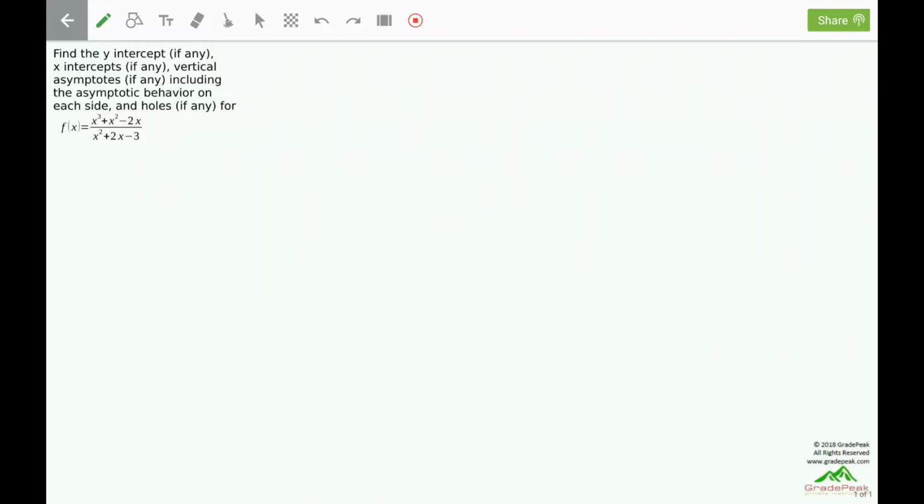Find the y-intercept, if any, x-intercepts, if any, vertical asymptotes, if any, including the asymptotic behavior on each side, and holes, if any, for f of x equals x cubed plus x squared minus 2x divided by x squared plus 2x minus 3.